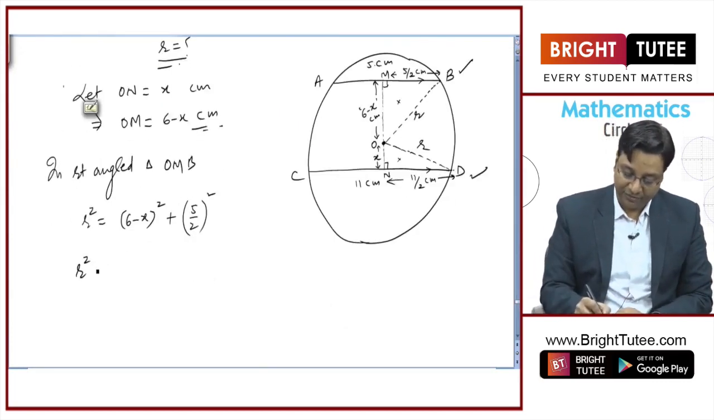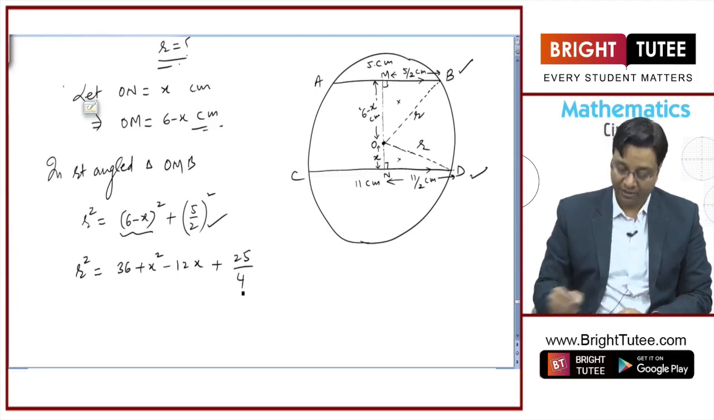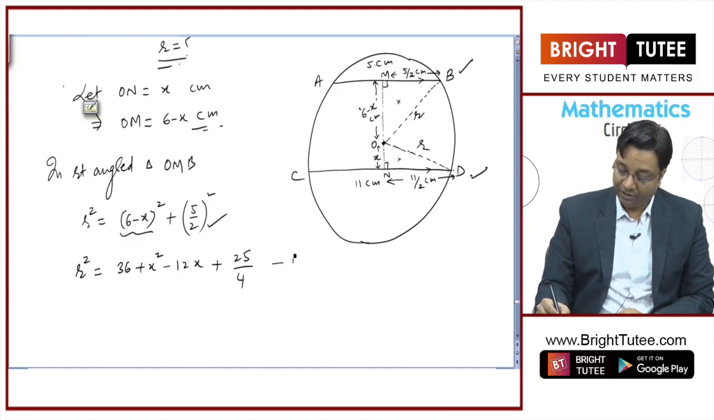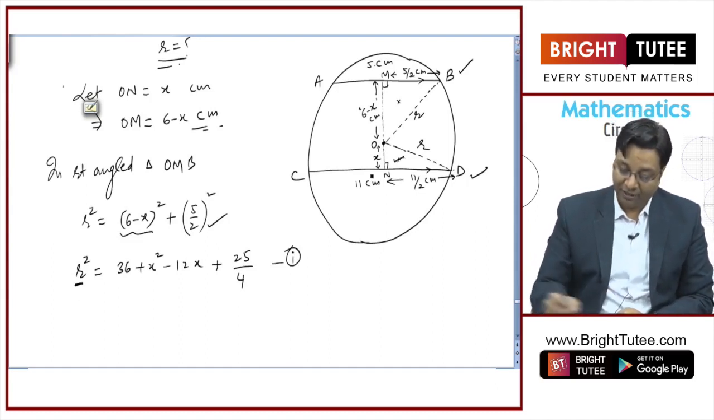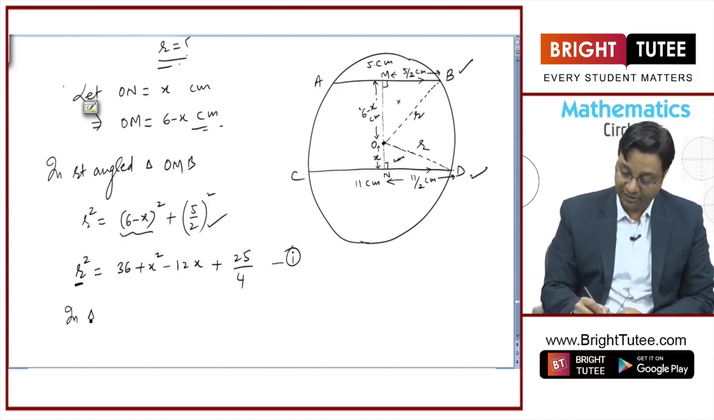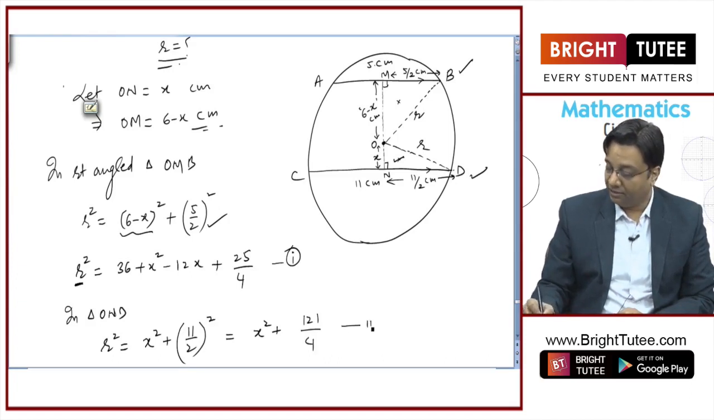Let me simplify it further. So if I open this, it will be 36 plus x square minus 12x plus 25 by 4. Let it be my equation number 1. Similarly, I can get the value of r square using this triangle. Applying Pythagoras theorem in right angle triangle OND, r square will be equal to x square plus 11 by 2 squared, that is x square plus 121 by 4, and let it be my equation number 2.